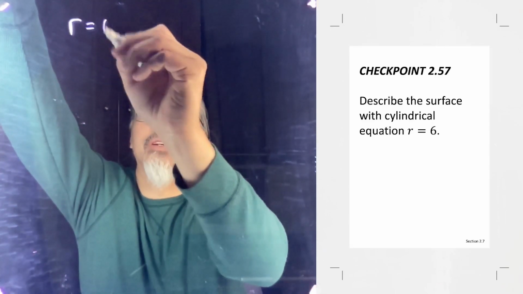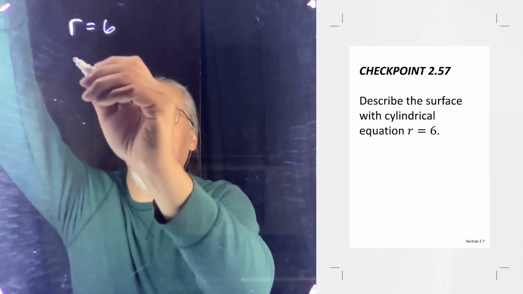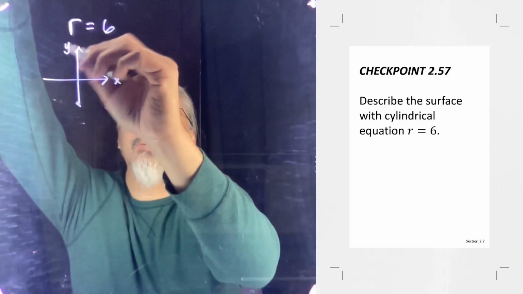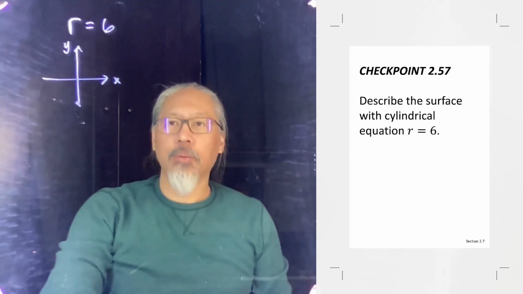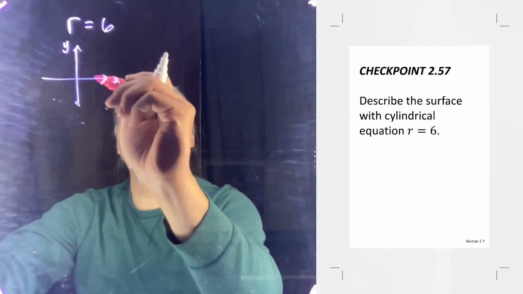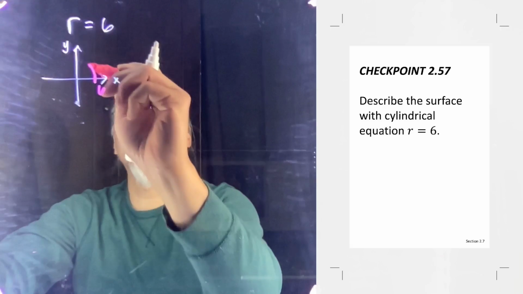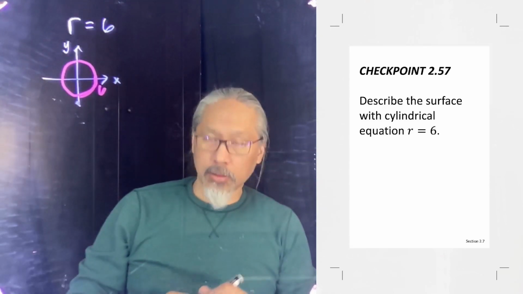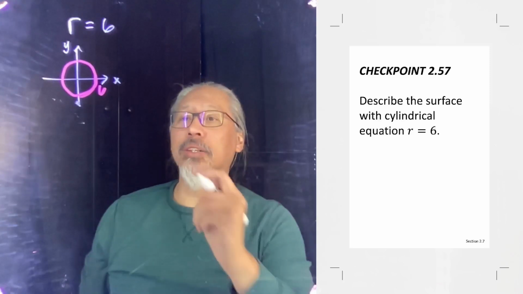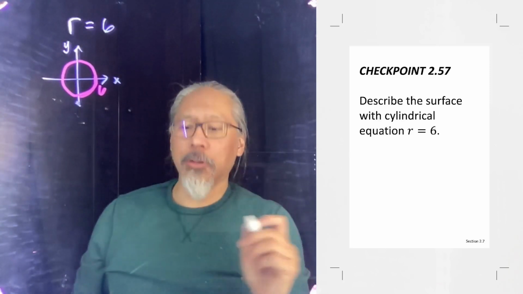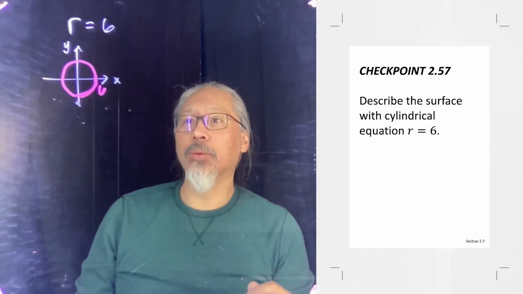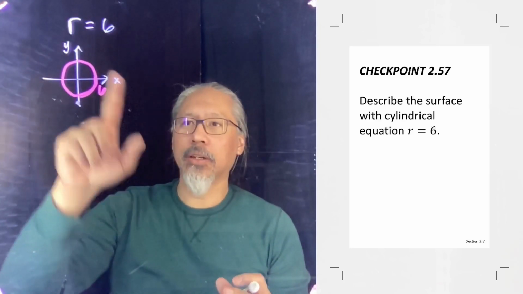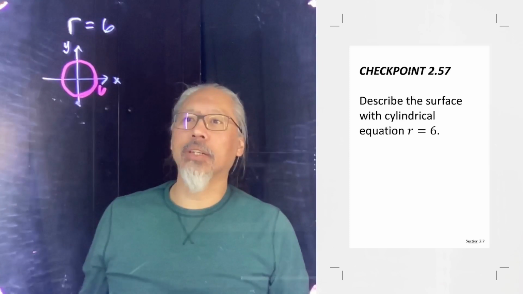So if we imagine what this might look like in two dimensions, with the x and y just on the xy plane, this could have a radial distance of 6, and it would just be a circle. That circle is saying that your points are always going to be 6 units away from the origin, and it doesn't matter what theta is equal to, it's always going to be a radial distance of 6.